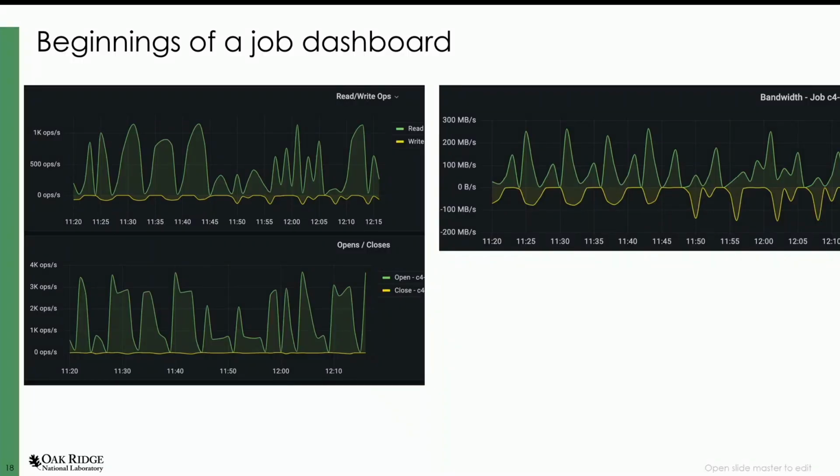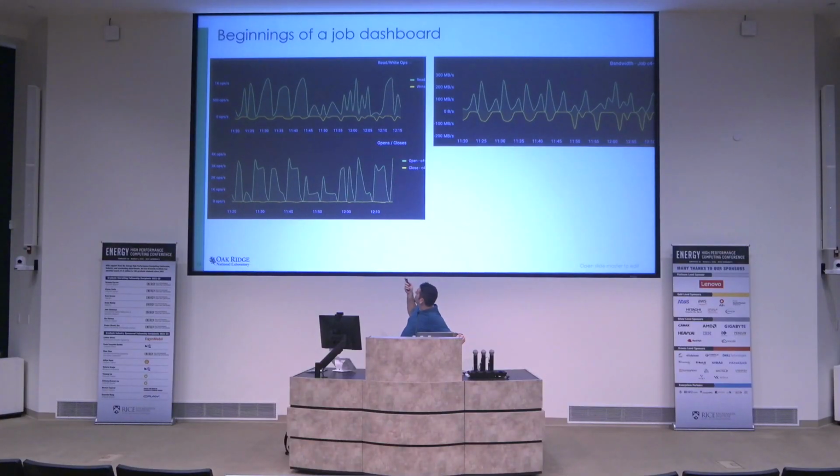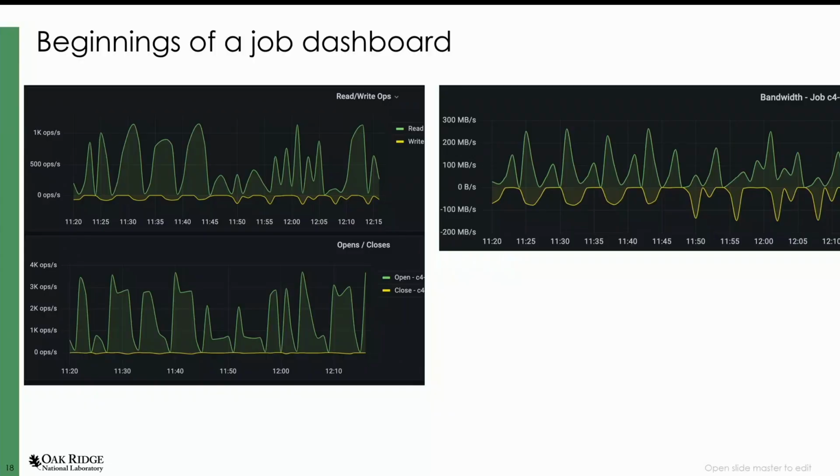Here is the beginnings of the job dashboard. So we've done this with Lustre data. We have read and write frequencies, IOPS, opens and closes, read, write, IOPS, and then bandwidth, right? And so you can select which job you want to look at, and it'll show you all these, right? We haven't gotten to the point of, like, show me each OST that I'm on. I don't know if I could do that and not kill the system, right? So there's a lot that I have to think about before we do it.